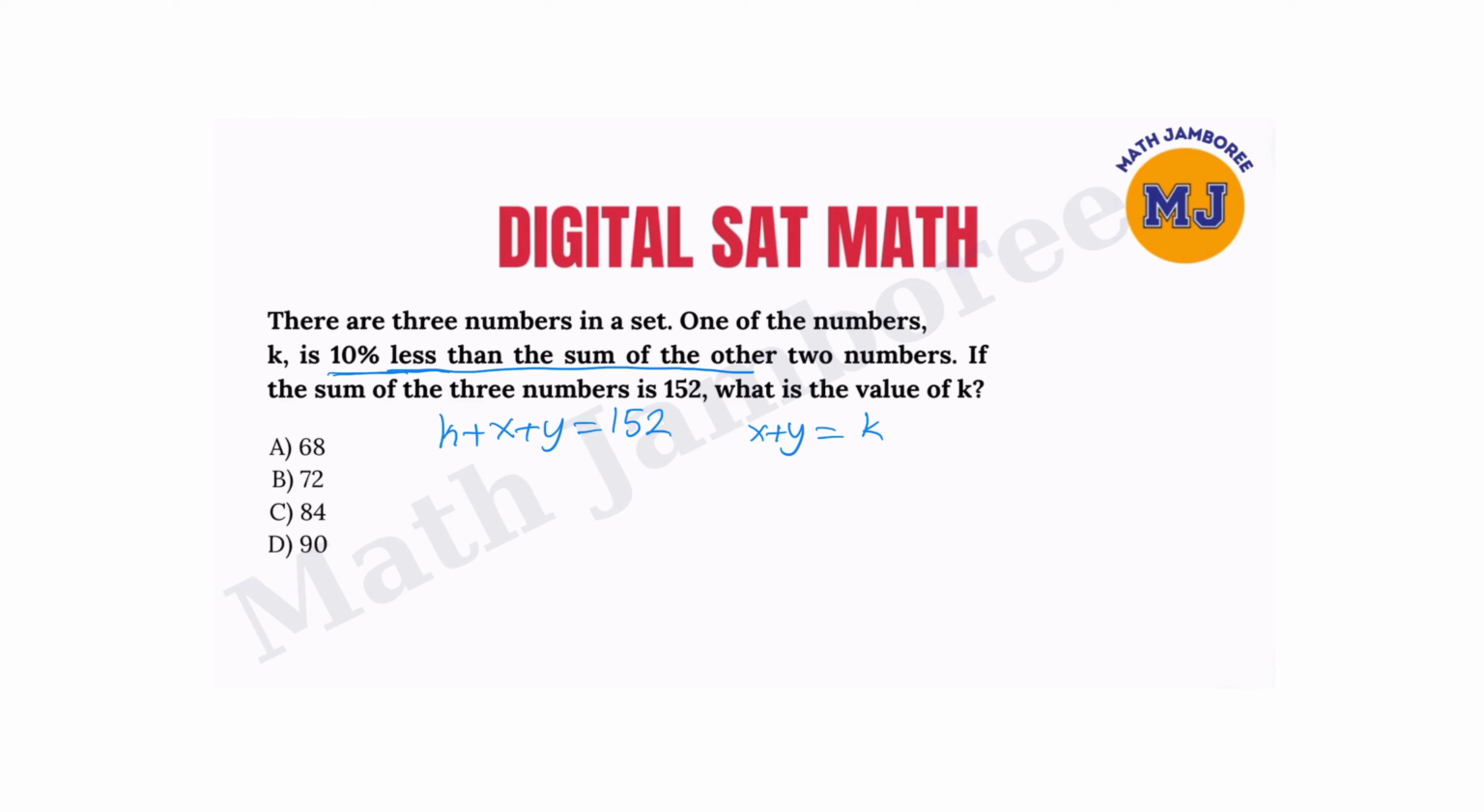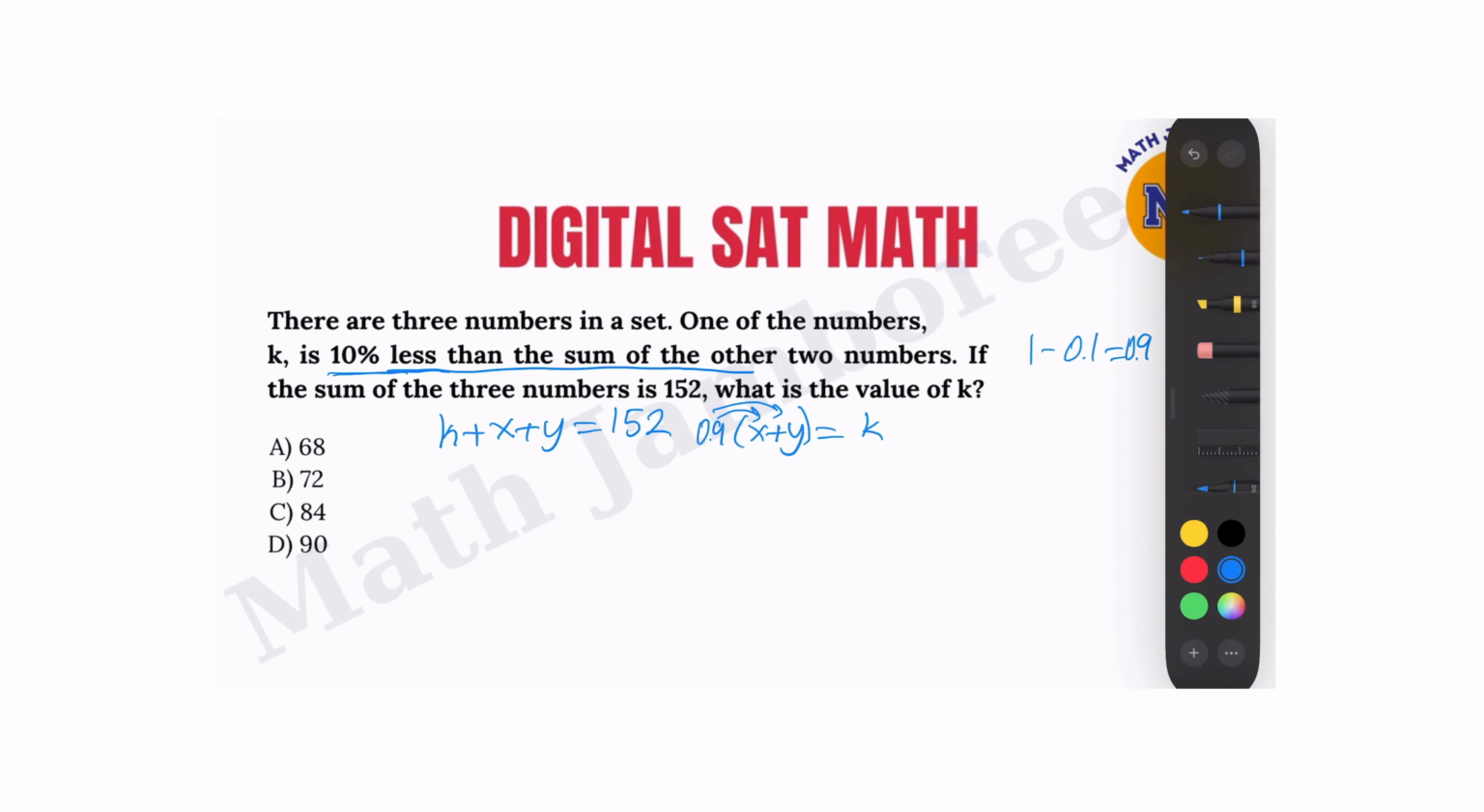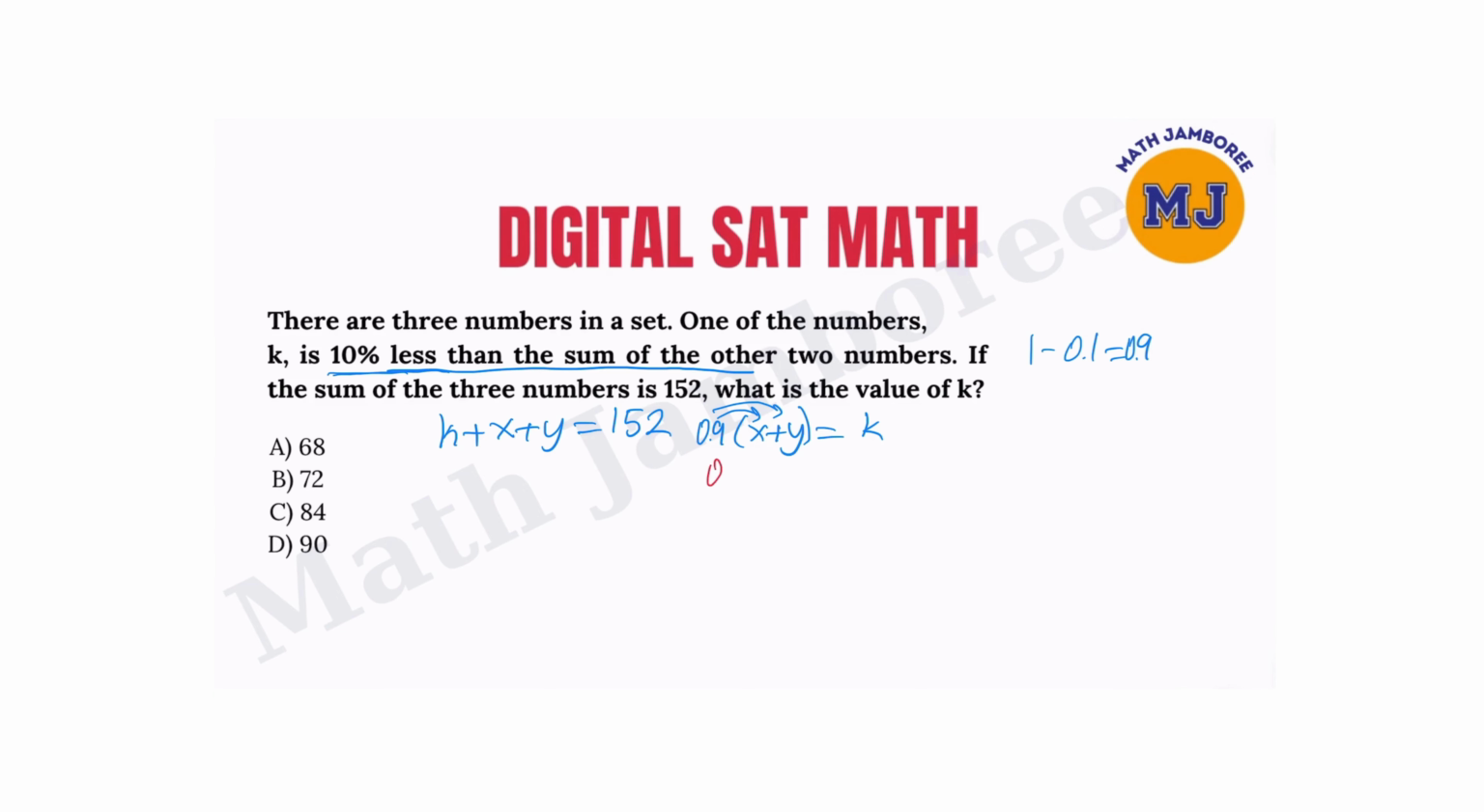k will be 10% less than, which means the whole thing is 1 in percentages. If it's 10% less, 1 minus 0.1 gives us 0.9. So 0.9 times x plus y will give us k. So we will distribute here. Let me show you that in a different color: 0.9x plus 0.9y is equal to k.